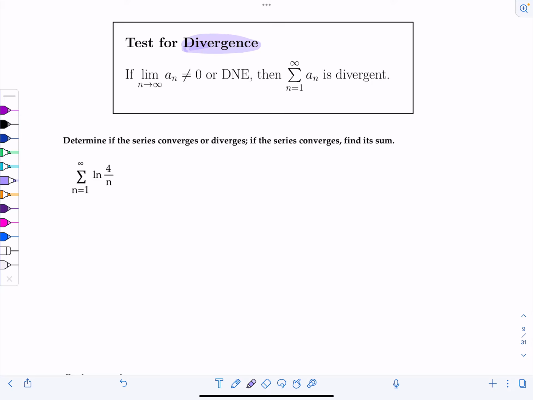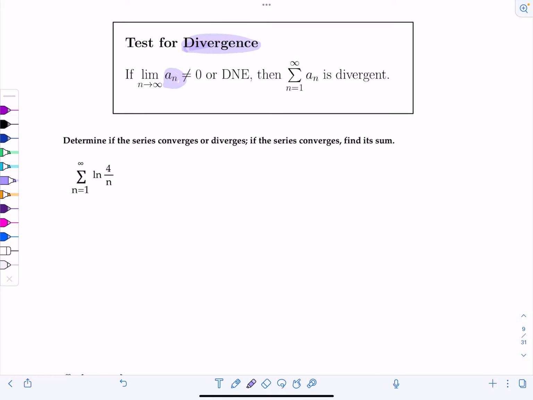So what the test for divergence says is, if the limit as n goes to infinity of a_n, so the terms of your series, doesn't go to 0 or doesn't exist, then the series is divergent. If the terms go to 0, you have no info. The series could still converge or diverge. So this test only works if the terms don't go to 0, and then you can say the series diverges. It will never help you say that a series converges, okay?